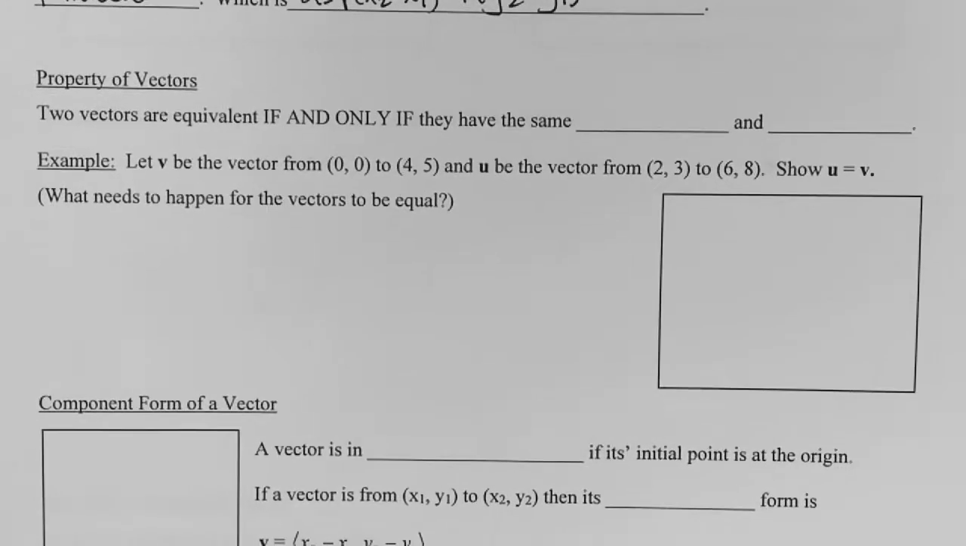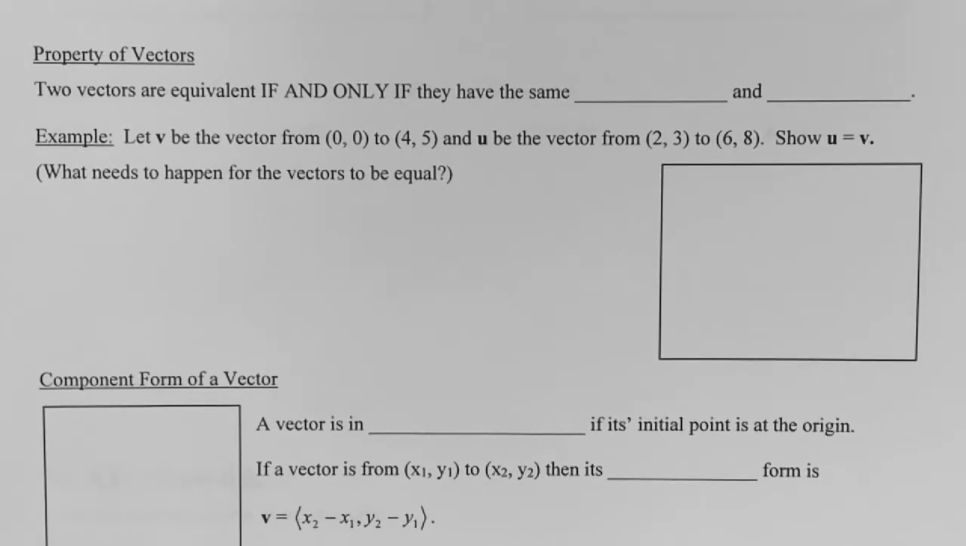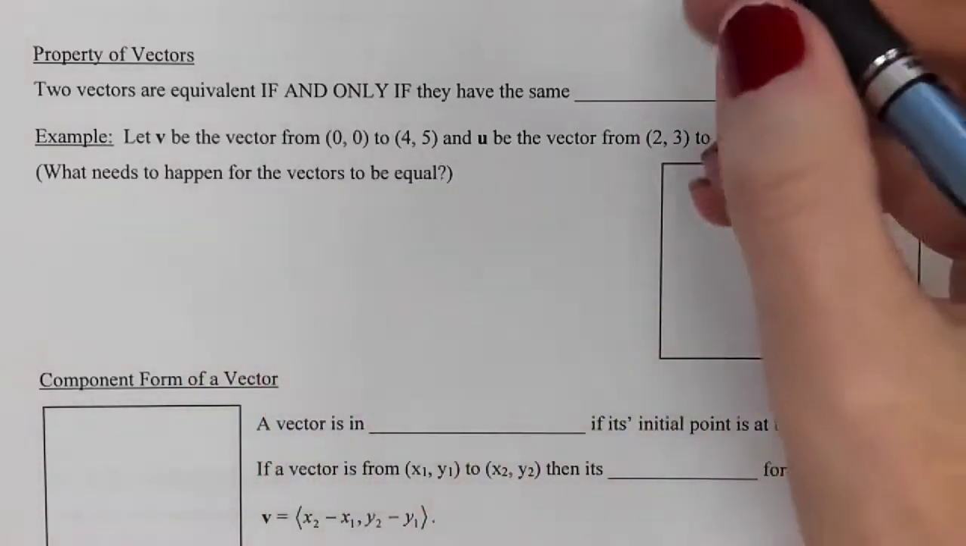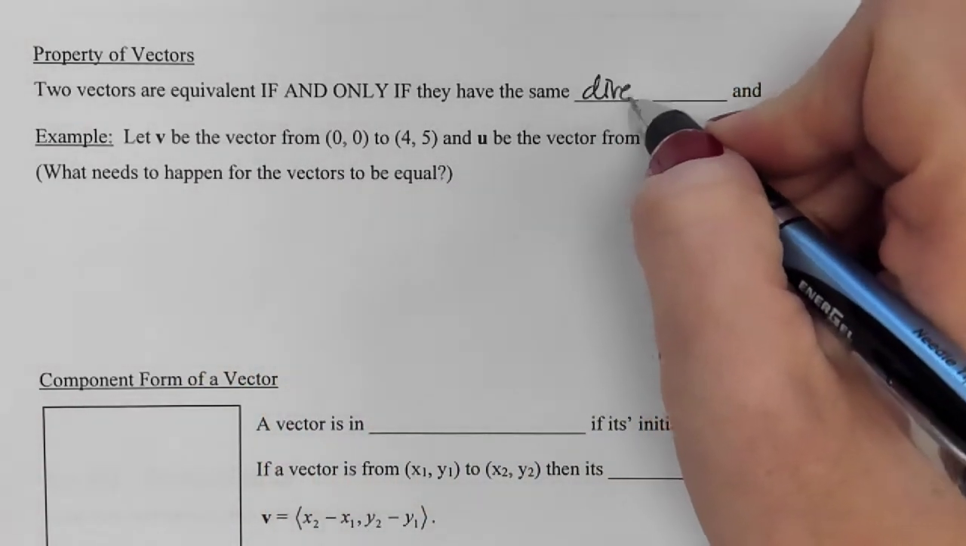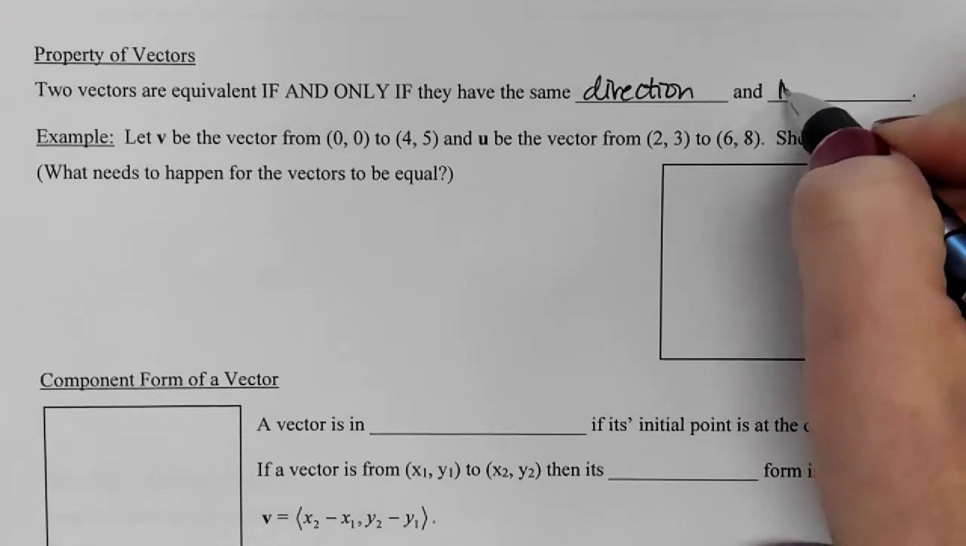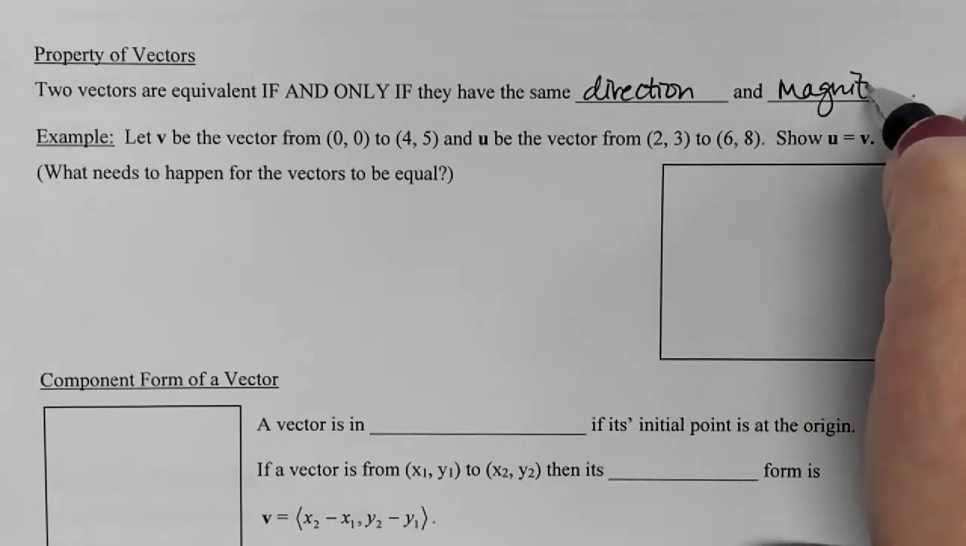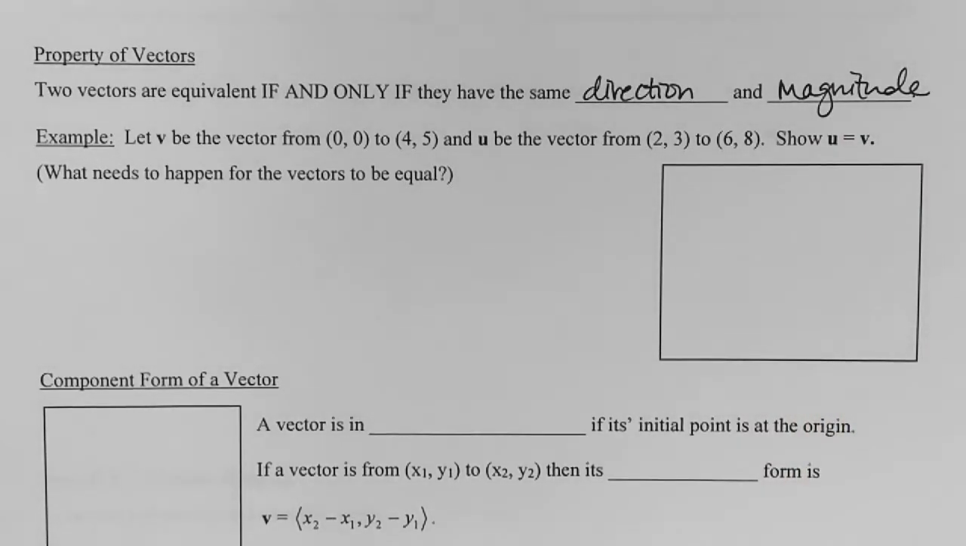So the only word you've learned so far, besides vector, is magnitude. That's what we're talking about. Magnitude means that you're finding the length of something, the distance. And two vectors are equivalent if and only if they have the same direction and magnitude. If that's what makes up a vector, then they have to have the same stuff in order to be equivalent. So as long as the two vectors are going in the same direction and they have the same length, then they are the same vector.